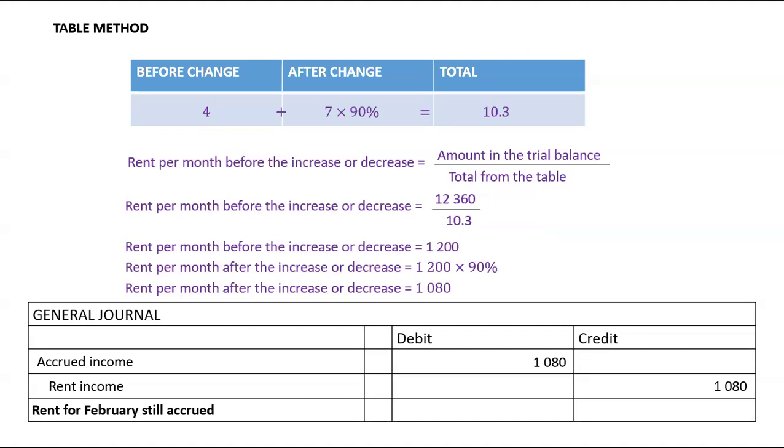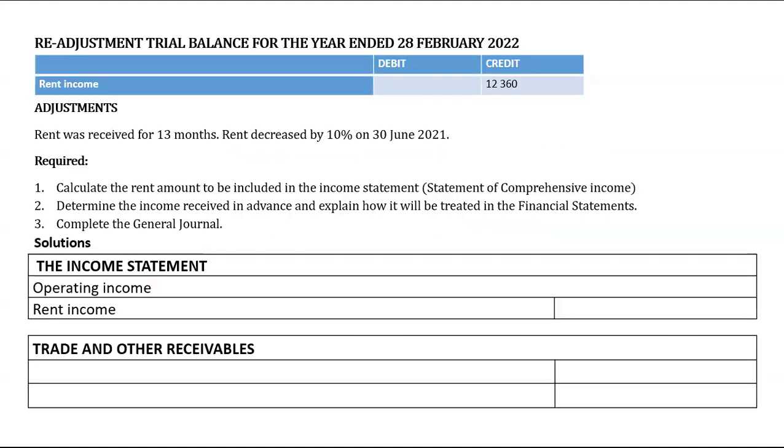I'm not going to do the general ledger again. I'm going to jump to the income statement, where you're going to take the 12,350 and add to that rent for February, which was not received but earned. Our rent income for the entire year shall be 13,440. The rent for the month of February, we are going to record as accrued income in trade and other receivables, which is just a current asset.